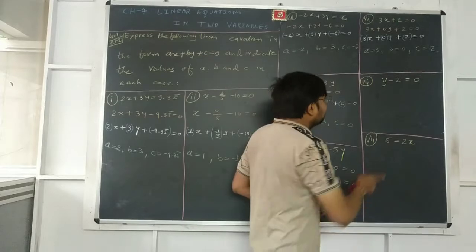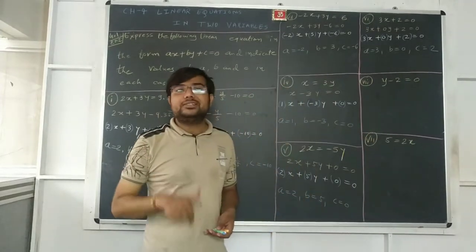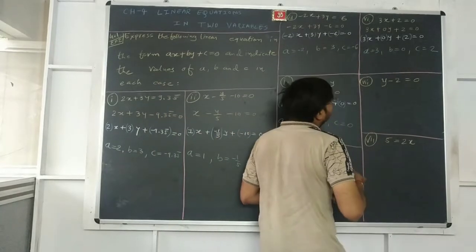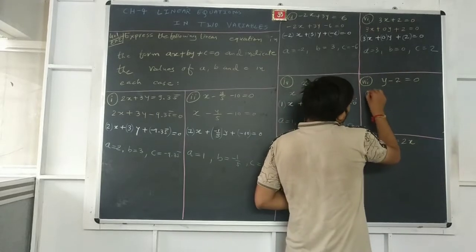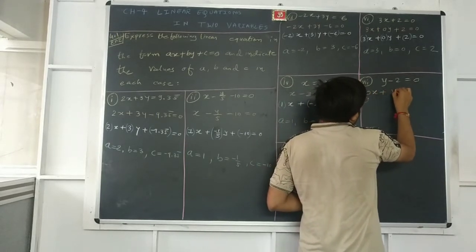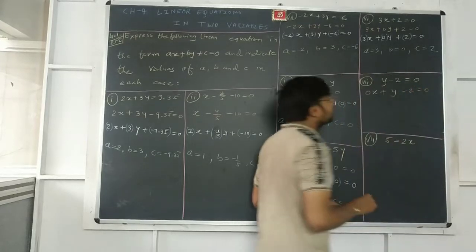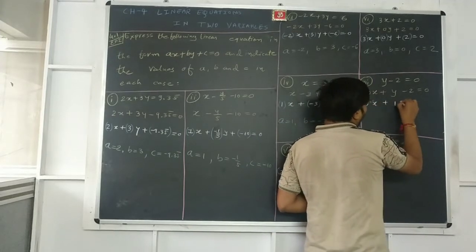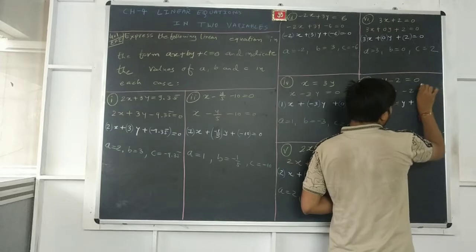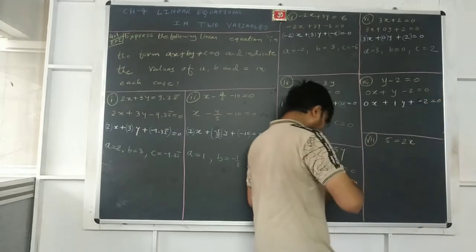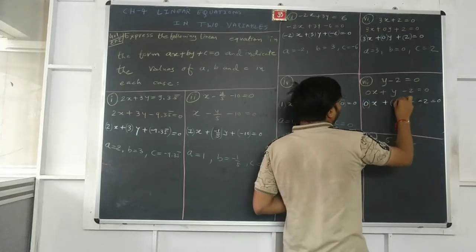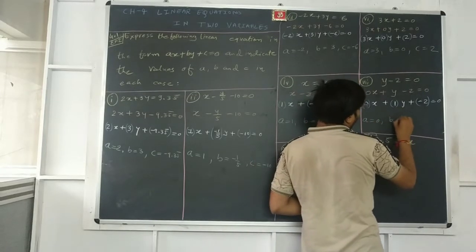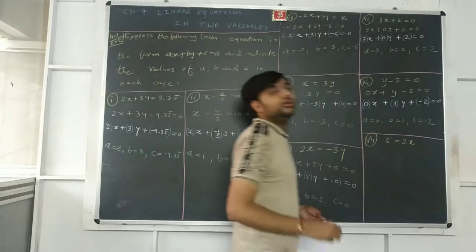Now the second last question, y minus 2 is equal to 0. What is missing here? Yes, variable x is missing, so we put 0x. 0x plus y minus 2 is equal to 0. We get the coefficient of x is 0, y is 1 and the constant term is minus 2. So A is equal to 0, B is equal to 1 and C is equal to minus 2.